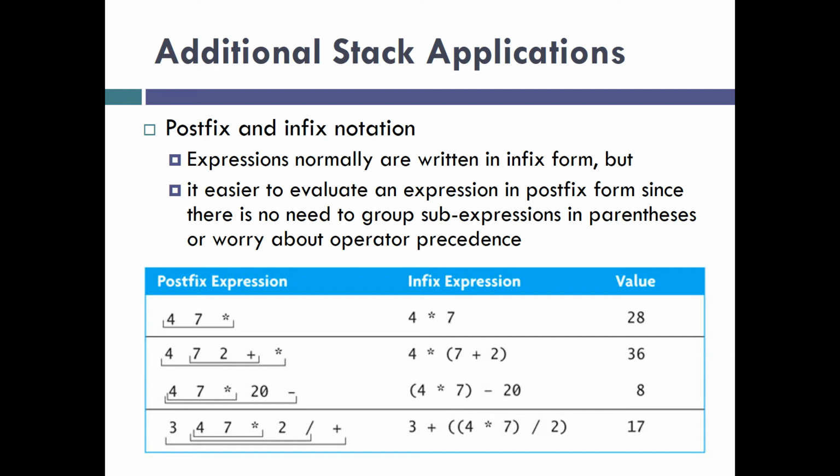Instead, what computers do to do math is that they use something called postfix notation. We write stuff in infix form, which is easier for us to read. Instead, your computer writes stuff in postfix, because it's completely unambiguous. It doesn't require any parentheses. There's only one way to evaluate it. For instance, 4 7 multiply together gives us 28. 4 7 2 plus times means we need to add 2 and 7 together and take that sum and multiply it by 4.